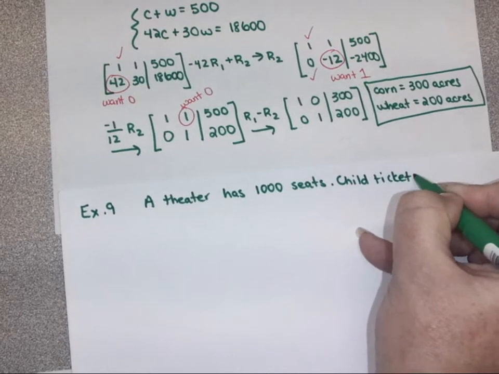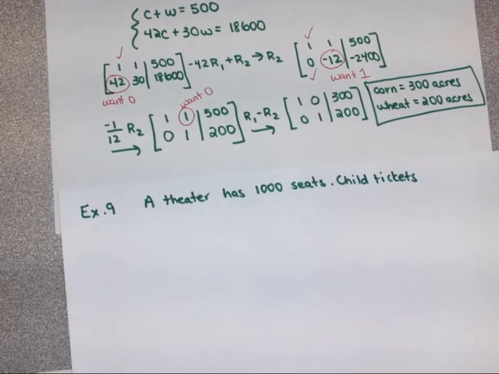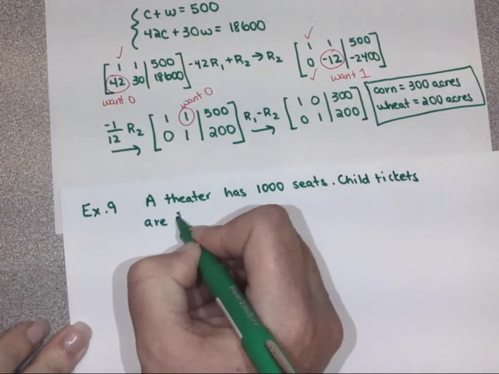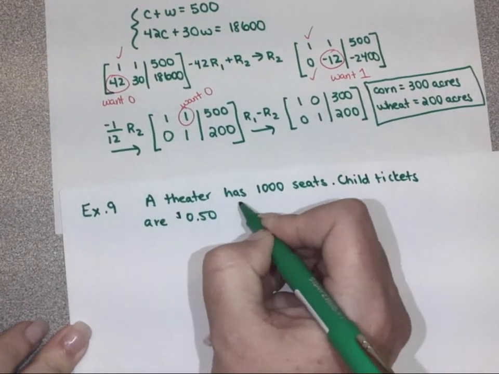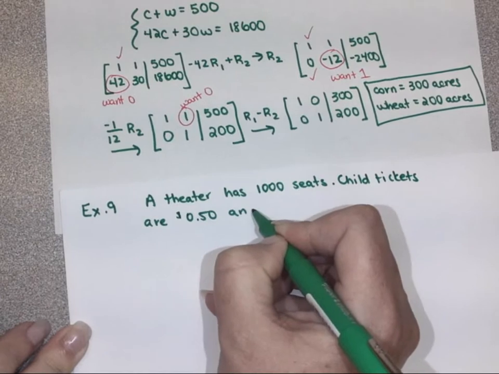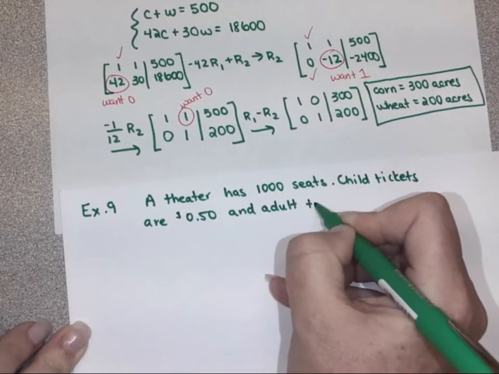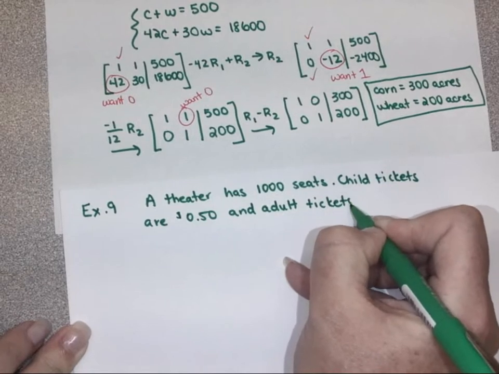So let's say we have a theater that has child tickets that are sold for 50 cents, and adult tickets are $1.50. I want to know where this theater is, because that's real cheap.